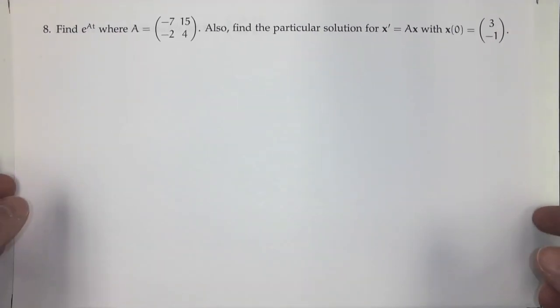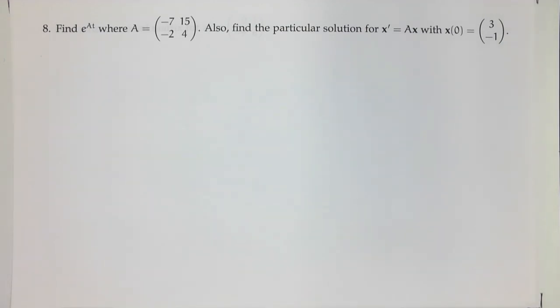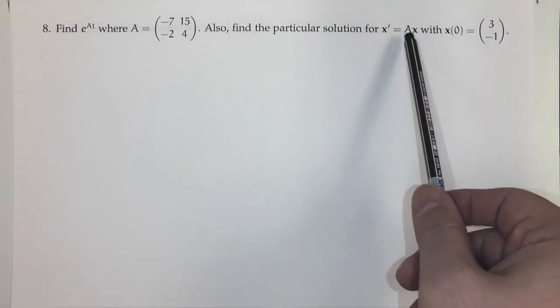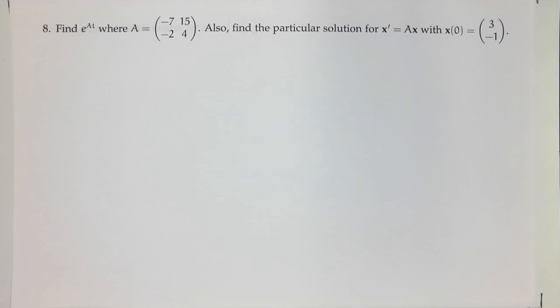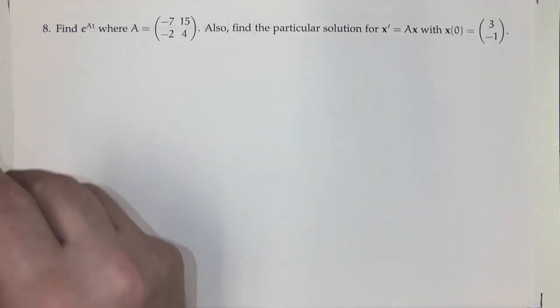All right, number 8. Find e to the At, where A is minus 7, 15, minus 2, 4. Also find the particular solution for x prime equals Ax with x of 0 equals 3, minus 1. Okay. Well, I like to find e to the At. And again, I'm looking ahead at x prime equals Ax with x of 0 equals 3, negative 1. I'm going to think of it in terms of the fundamental matrix.